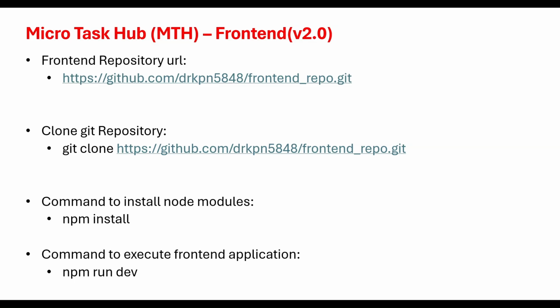Next, we need to install all required dependencies. For that, we use the command npm install. This command downloads and installs all the packages. Without installing node modules, the front-end application cannot run properly. So after installing dependencies, we can start the front-end development server using the command npm run dev. This command launches the application locally in development mode. Once the server starts successfully, a localhost URL will be generated. The front-end application can be accessed through the browser.